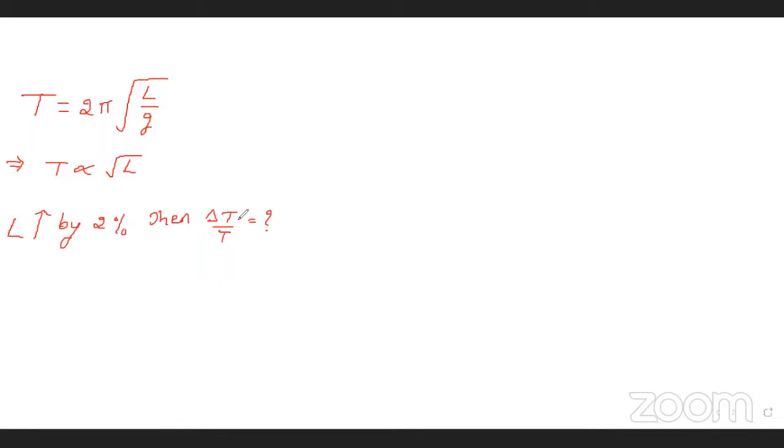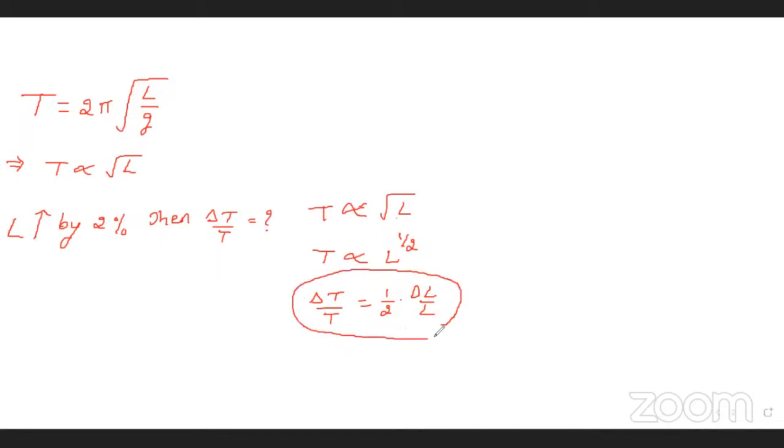You have to make use of the absolute error here. You know that the time period is directly proportional to the root of the length. So T is directly proportional to root length, that means L power 1 by 2. So what is the change in the time period? Change in the time period is half times the change in the length. So please be very careful.